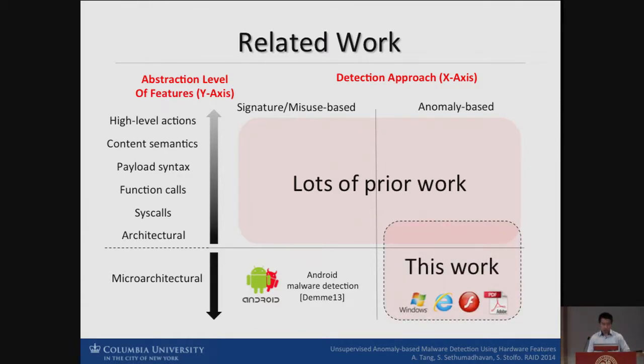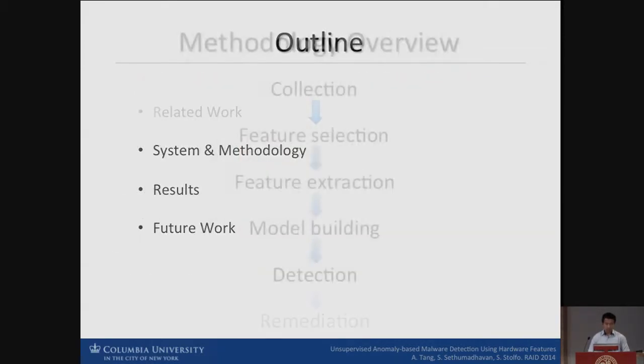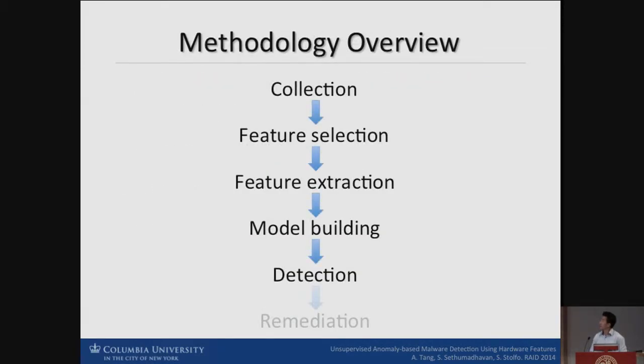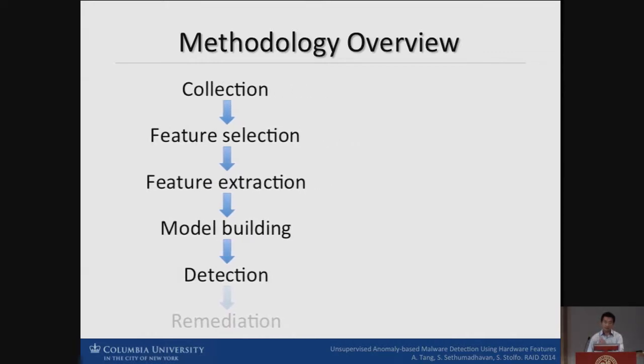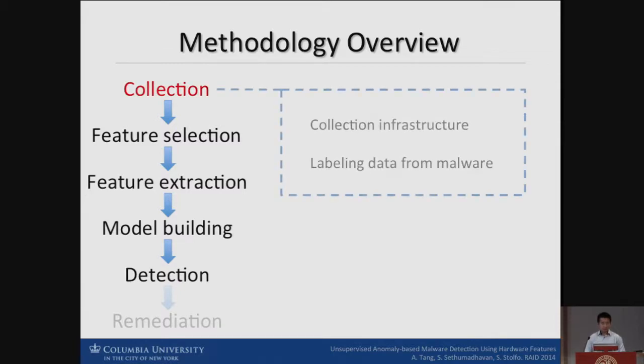So this is where we position our work in the 4 quadrants. Now I'll go into the details of the system and methodology. This is an overview of the various stages that we have for our methodology. The first phase is the collection phase. This is where we collect the data, and this phase consists of the infrastructure that we use to collect the measurements, as well as the process of collecting labeled data from the malware execution.